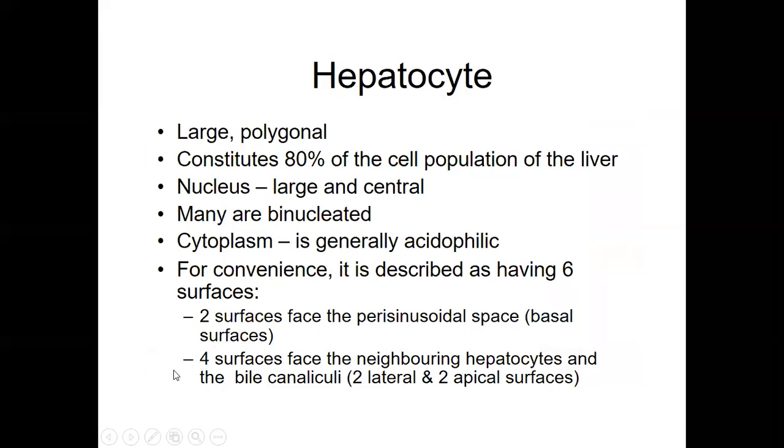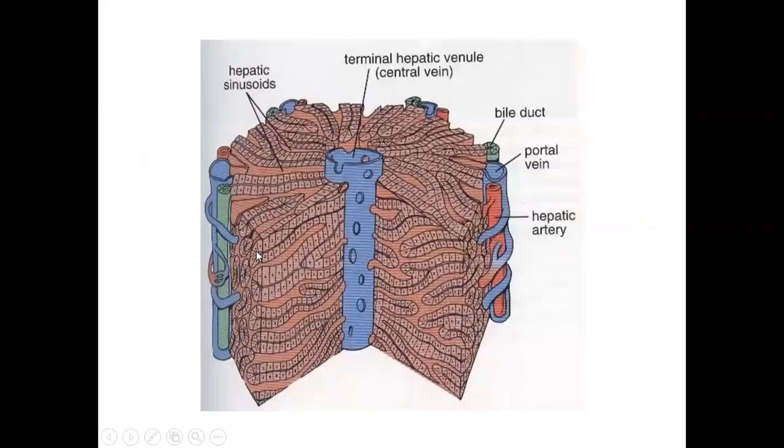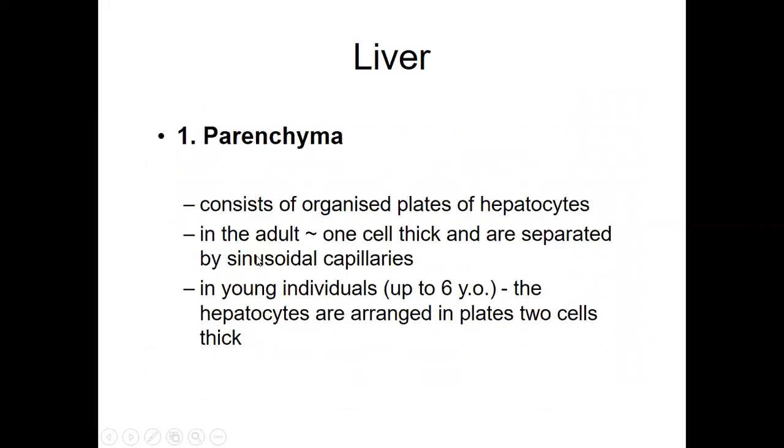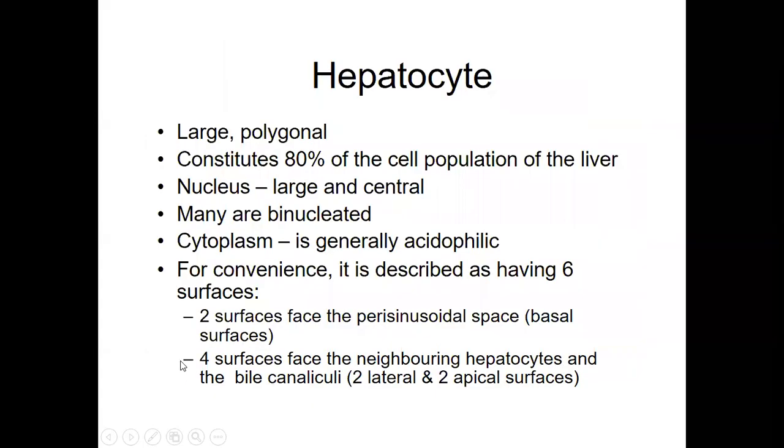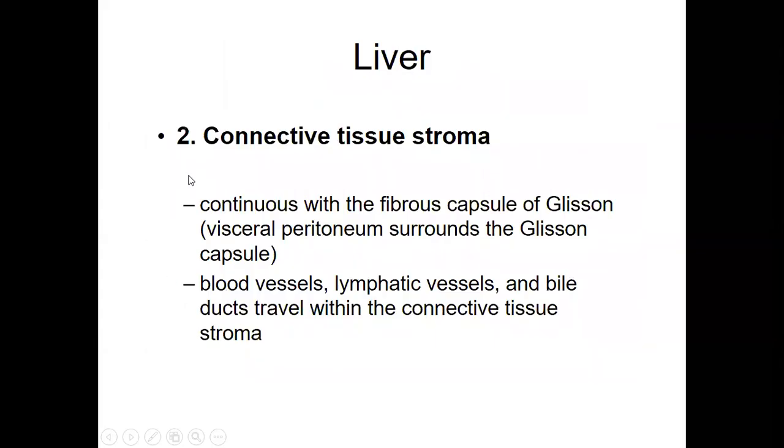And the four surfaces facing the neighboring hepatocyte and the bile canaliculi. So you can see here, these two surfaces are facing toward the bile canaliculi. This is the bile canaliculi, and it is also facing toward the adjacent hepatocyte. That is the first component of the liver.